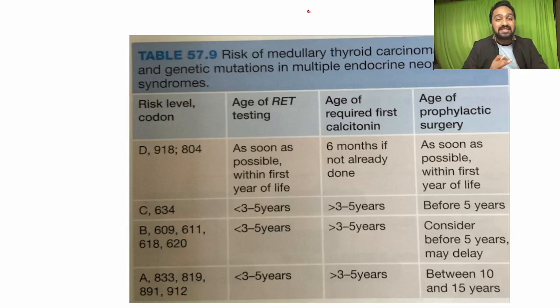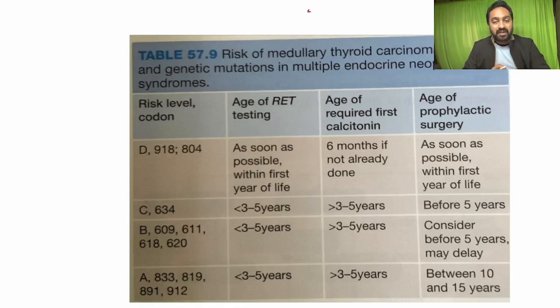In cases of risk level C, where the codon involved is 634, we have to do the RET testing around 3 to 5 years, and if not done, then the first calcitonin should be done at 3 to 5 years, and the prophylactic surgery should be done before 5 years. Similarly, in B, which have the codons affected 609, 611, 618, and 620, the RET testing should be done at around 3 to 5 years of age, and the first calcitonin should be done at more than 3 to 5 years of age, and we need to consider surgery before 5 years, and we may delay this.